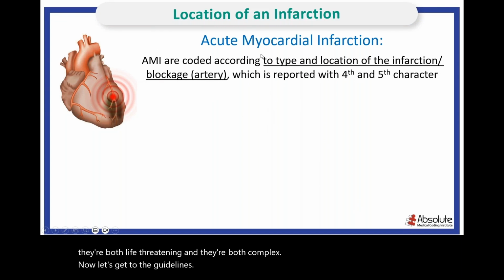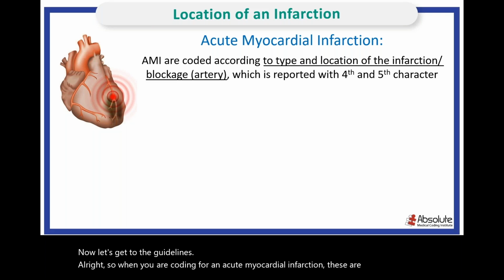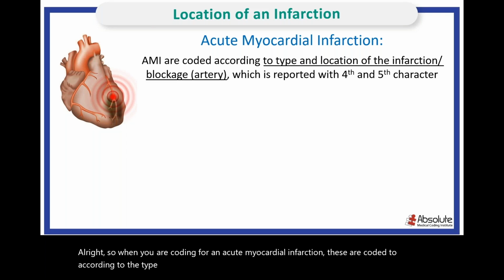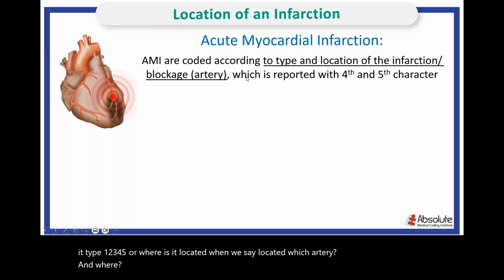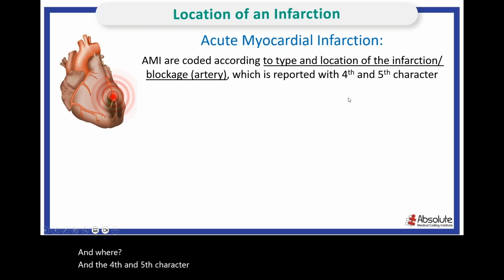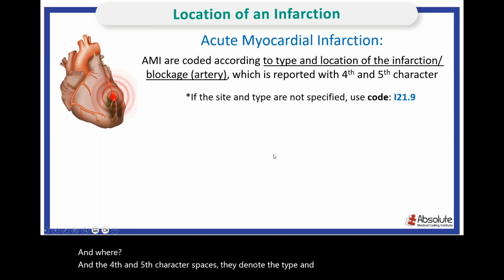All right, so when you are coding for an acute myocardial infarction, these are coded according to the type of infarction and the location of the infarction. When we say the type, is it type 1, 2, 3, 4, 5? When we say located, which artery and where. And the fourth and fifth character spaces denote the type and the location of the artery.